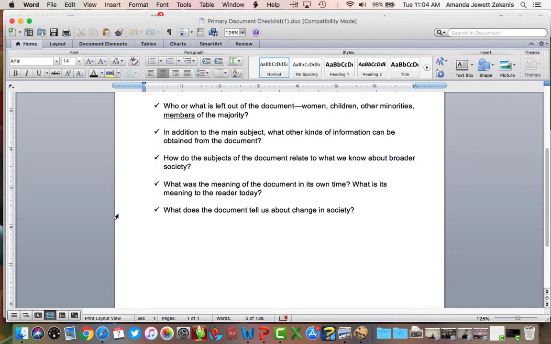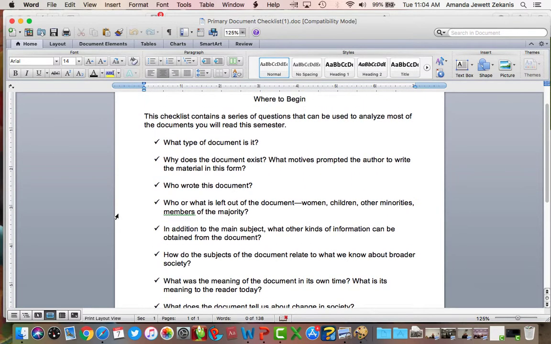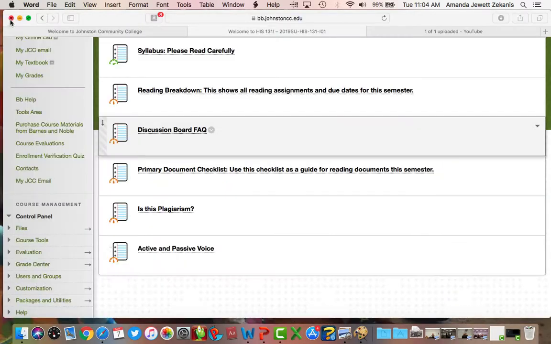Okay, so these documents have various values, and these questions may help you understand a little bit more about the document and the person writing it and their circumstances as you read.